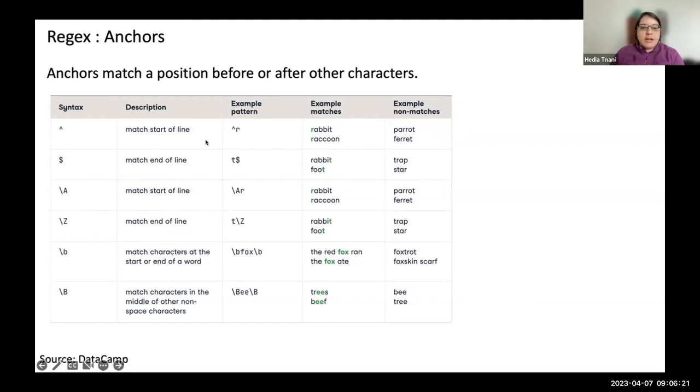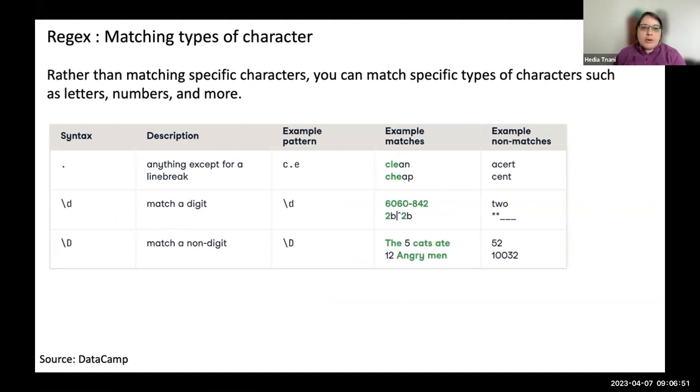When we use the hat with a pattern, we can get this kind of example, and we will see that in the practical part with RStudio. The dollar is also very important to match the end of the line. Then we will go on to the matching types of character. The dot is also very important when we want to get anything except a line break.